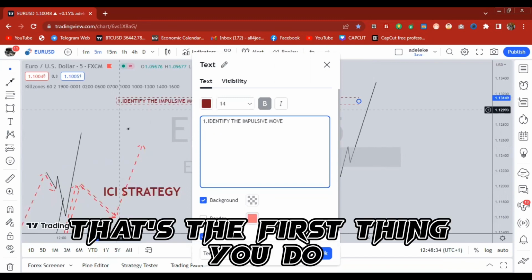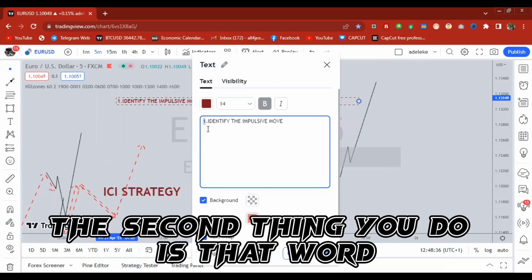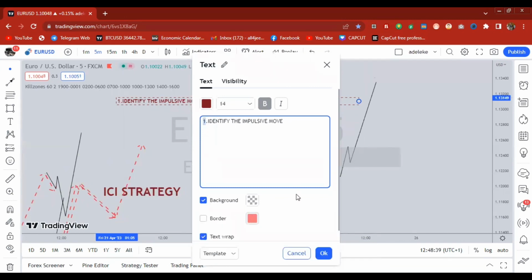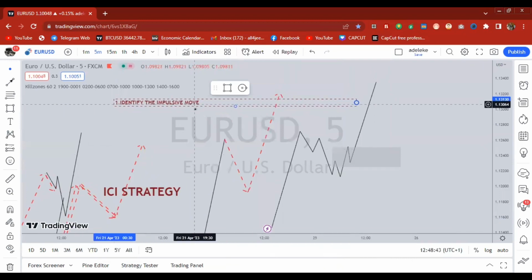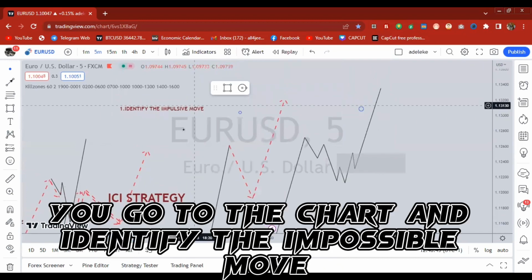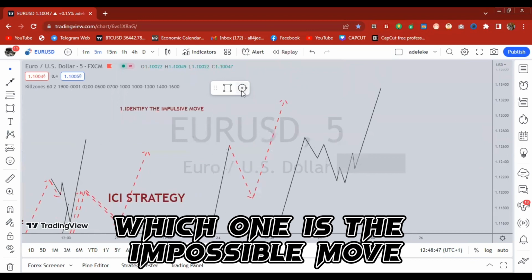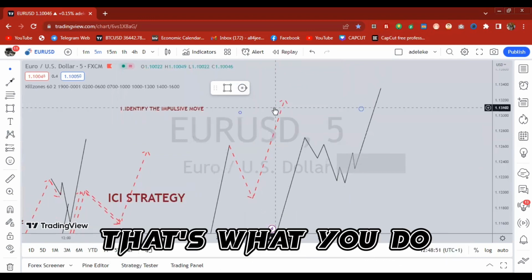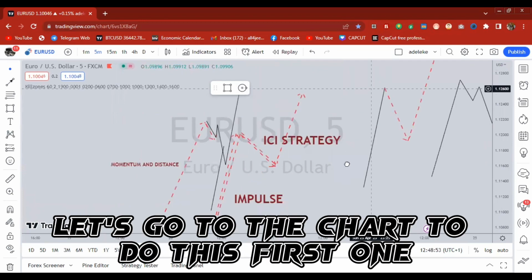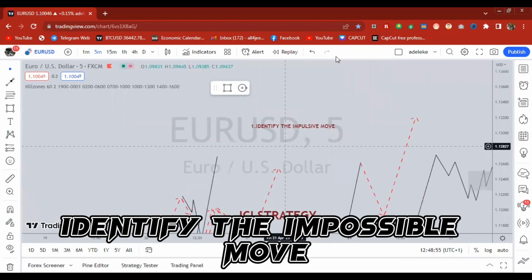That's the first thing you do. The second thing you do is what? Yes, that's the first thing you do. You go to the market, you go to the chart and identify the impulsive move. Which one is the impulsive move? How fast is the move? How strong is the move? So that's what you do. So let's go to the chart to do this first one. Identify the impulsive move.